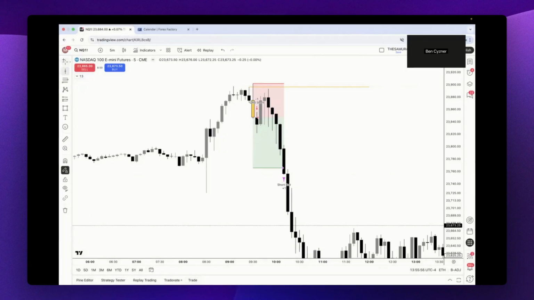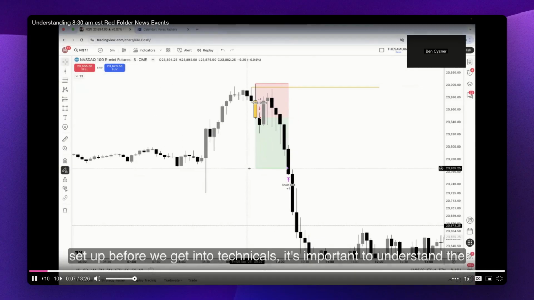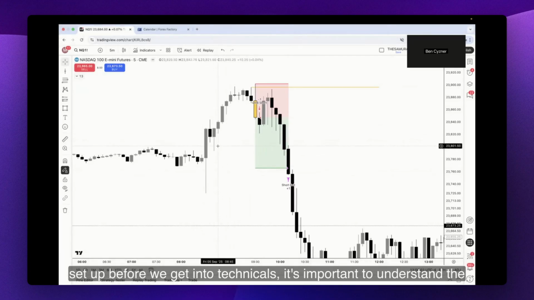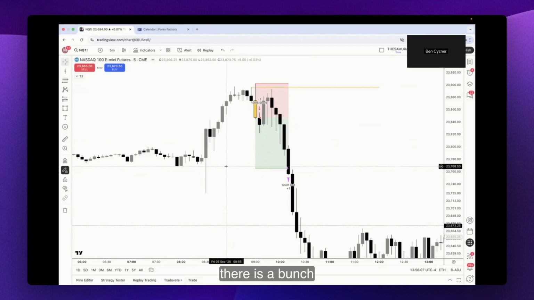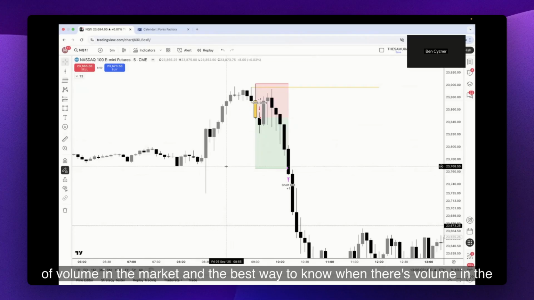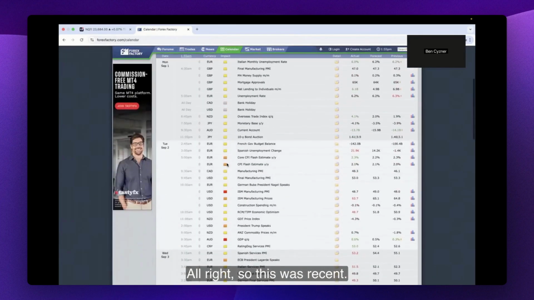So the first thing that we're going to talk about in terms of what makes a high probability setup, before we get into technicals, it's important to understand the fundamentals. We need to understand that ORB works really, really well with indices when there is a bunch of volume in the market, and the best way to know when there's volume in the market is by looking at the FX calendar, right?